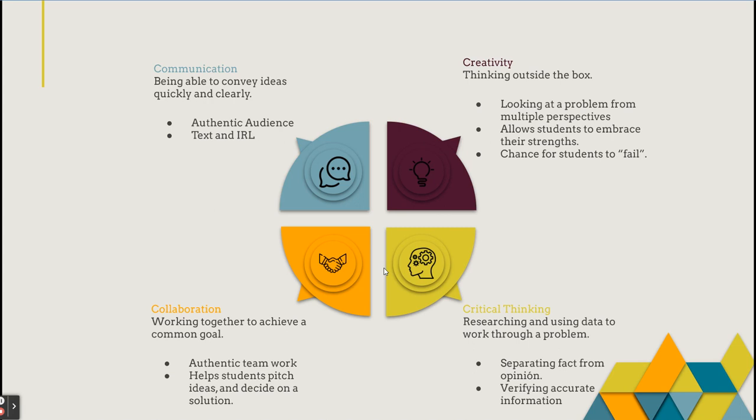Those are the four C's separately, and you can absolutely integrate them into your classroom. You probably already are doing one or two of these things already. I'm sure you're giving students the opportunity to be creative, or to think critically, or to communicate, or to collaborate.